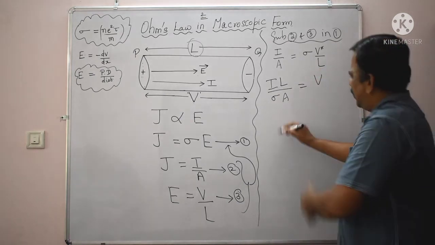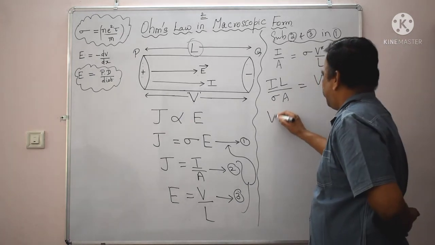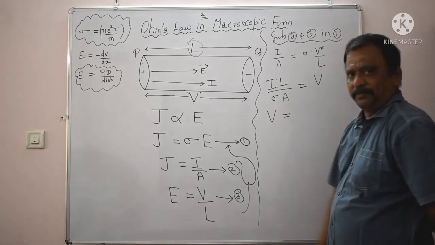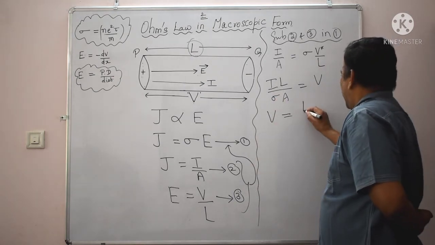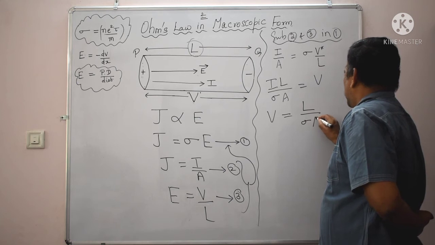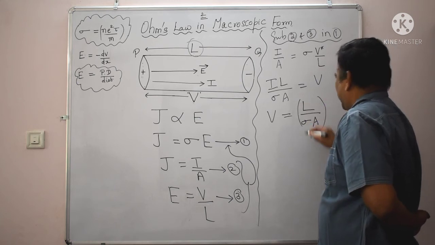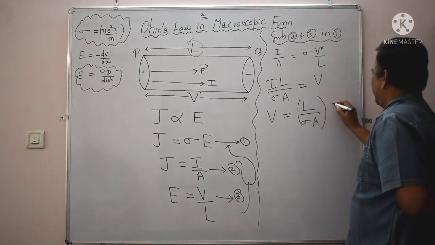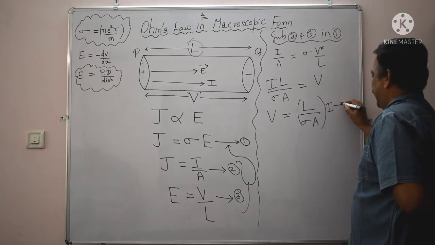Now let me rewrite it slightly in a different form. So V equals L by sigma A; I am just going to enclose this term within brackets, into I. So let me take it as number 4.